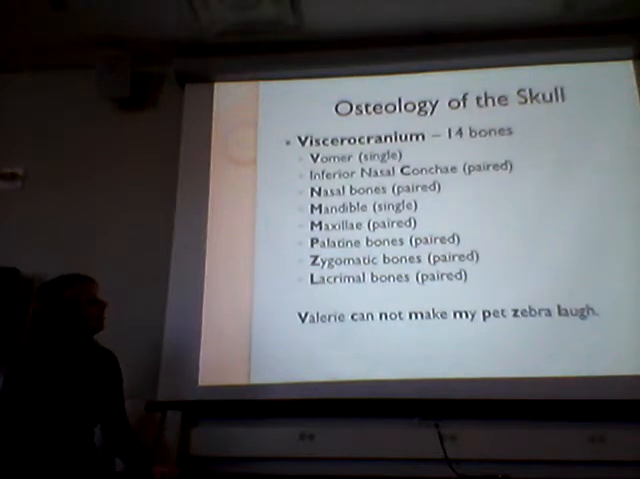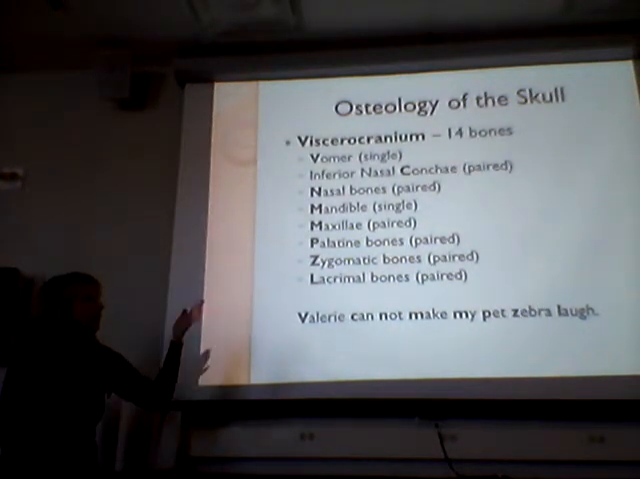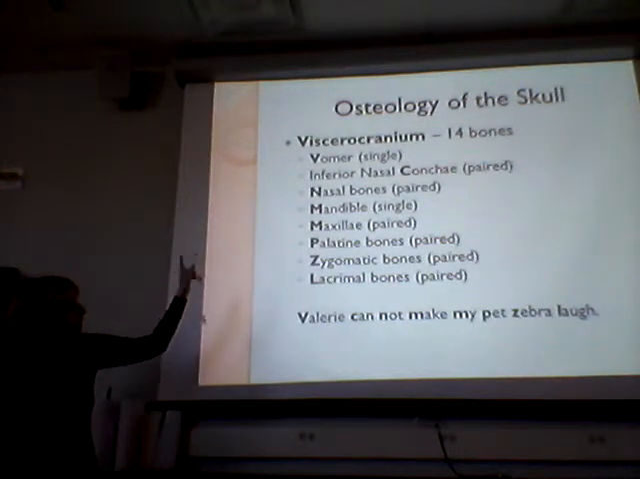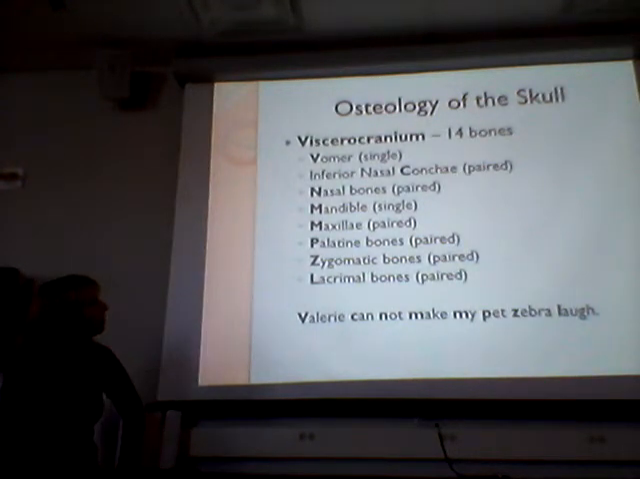All right, now we've got the viscerocranium. So we had 8 bones already out of 22, so it leaves us with 14 bones. Now if you look at the viscerocranium, you're going to notice there's more paired bones than single bones. In fact, the only single bones are the vomer and the mandible. So we've got the vomer, the inferior nasal conchae, the nasal bones, the mandible, the maxillae, the palatine bones, zygomatic bones, and lacrimal bones.